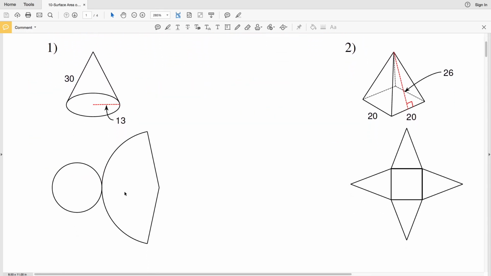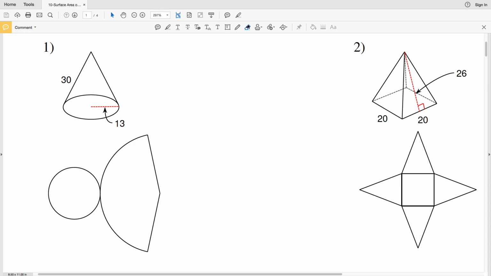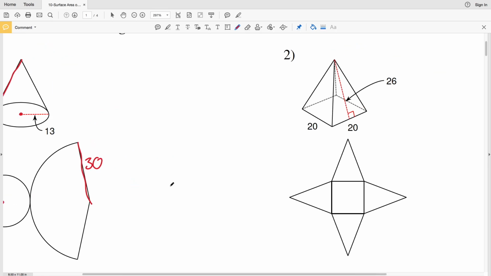Looking at number 1, you can see that we have a cone. So our three-dimensional solid figure is the figure I just circled, the cone. The net of that cone is below. We can see that the slant of that cone is 30, so we'll label that as 30. You can also see that the base is a circle, and they give us the radius of that circle, so we can mark the radius of the base as 13. Let's move on to number 2.